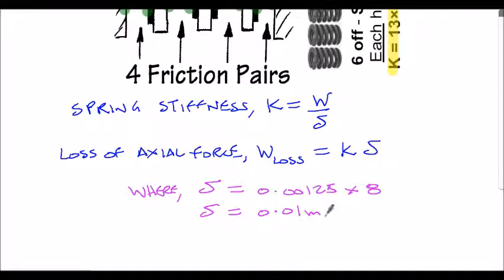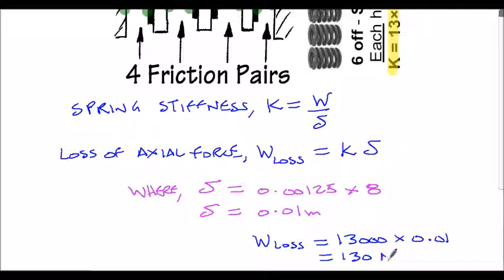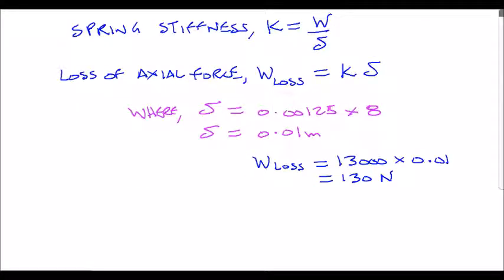From that, we can work out the loss of the actual axial force for a spring. So back to our little formula here, W loss is going to be the spring stiffness, 13,000 newtons per meter, multiplied by the 0.01. So our loss there will be 130, and that's now newtons, because we multiplied the newtons per meter stiffness by the distance of 0.01, so 130 newtons.